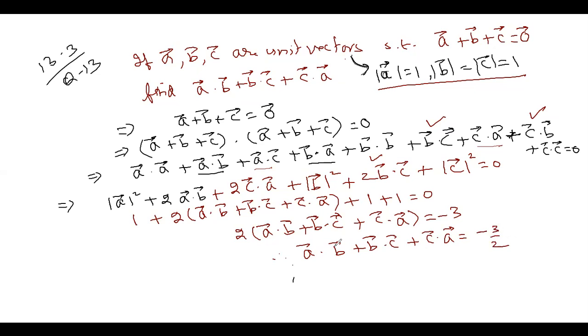You can see that A dot B is a scalar quantity, and the sum of scalar quantities is a scalar quantity. So always when you are writing both sides, just check: both sides should be vector quantities or both sides should be scalar quantities. It is very important to write.